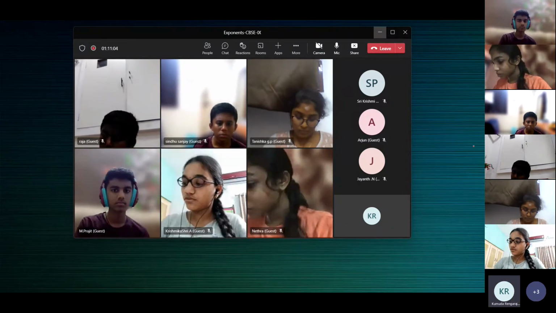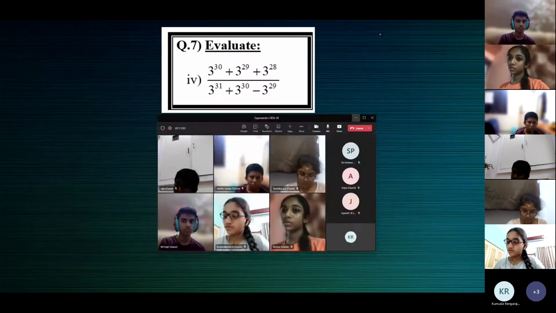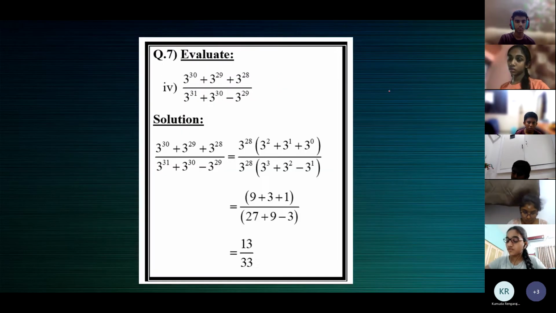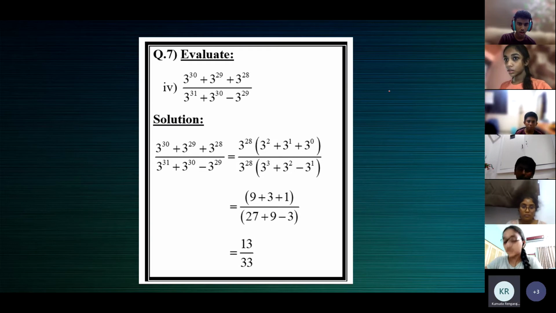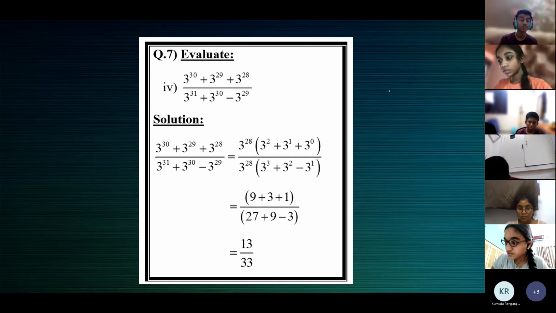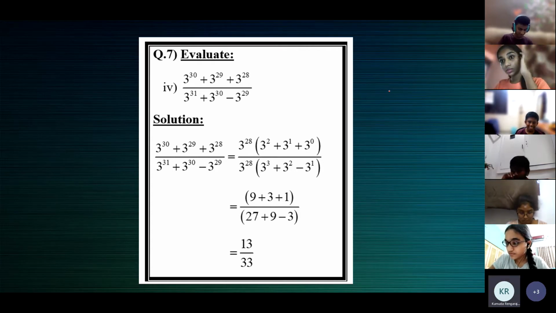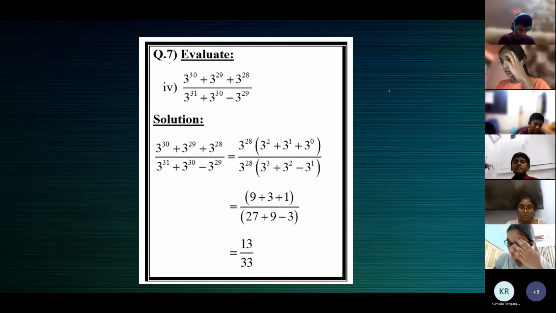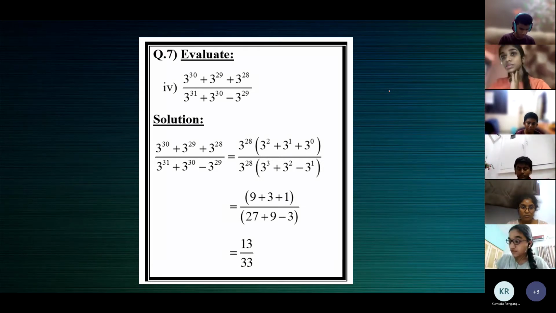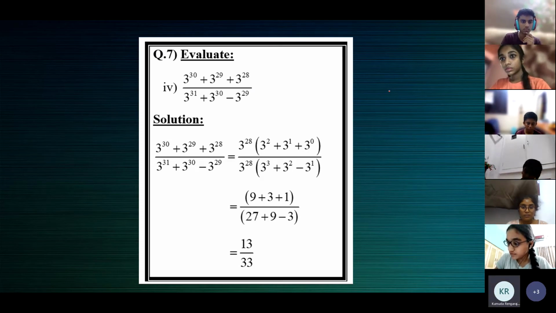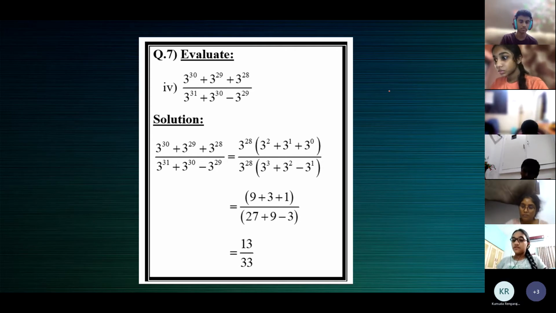Okay, let's see the answer. Maybe some addition error. What is 27 plus 9? 33. 27 plus 9 is 33, yeah? No, no, no. 36. If you've made some other mistake, please get your doubt clarified. I think you must have gone wrong there. 27 plus 9. Okay.